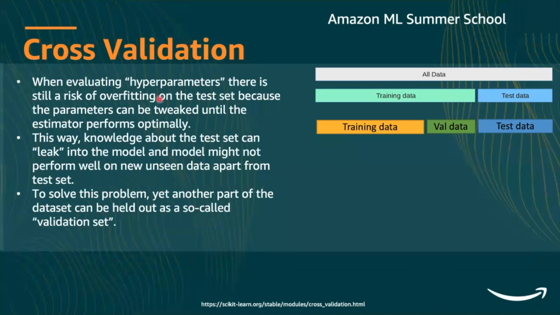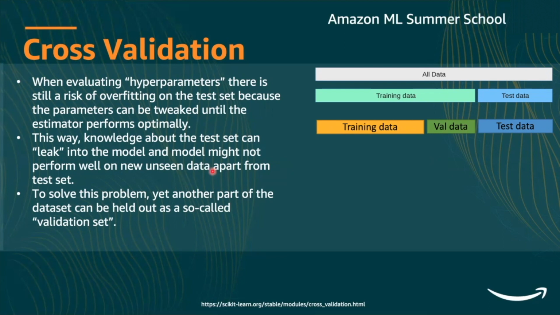However, when evaluating the hyperparameter, there's still a risk of overfitting on the test set, because the parameters you have tuned are on the test set only. This way, the knowledge about the test set can leak into the model, and the model might not perform well on new unseen data apart from the test set. So you have taken one test set, performed everything there, and selected the best parameter. However, when you go to real-life data, the model will fail because it has been tweaked the best for the test set only.